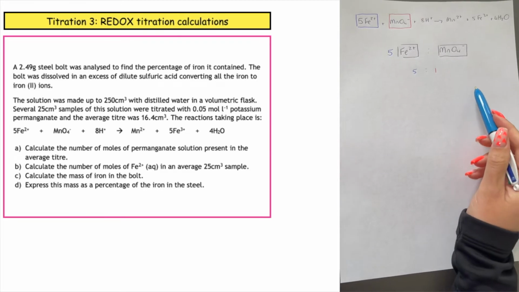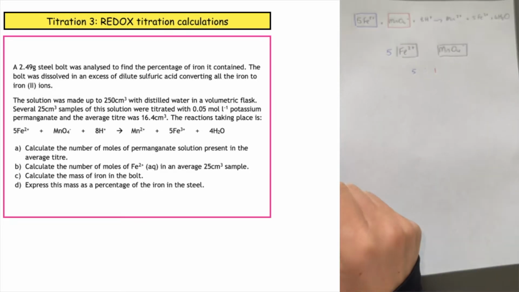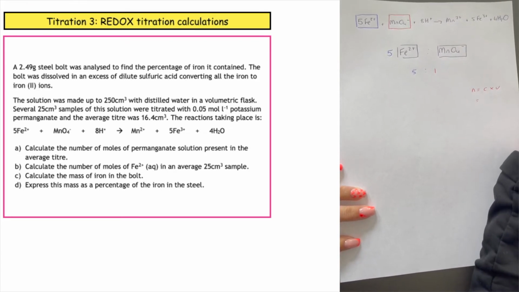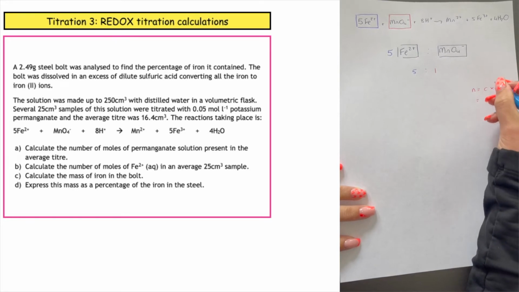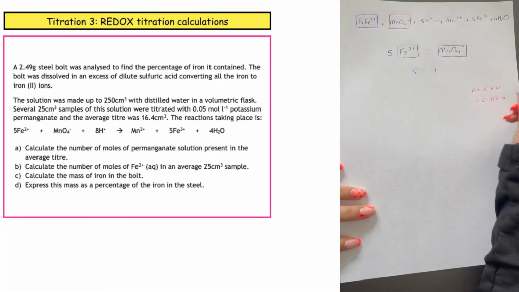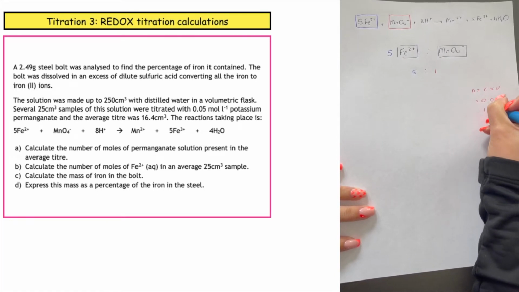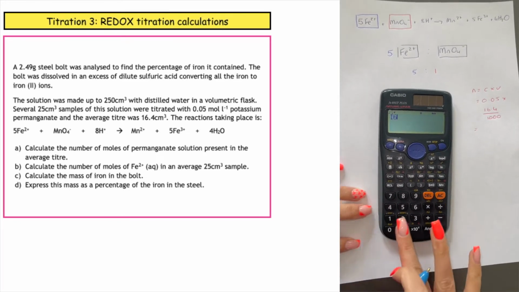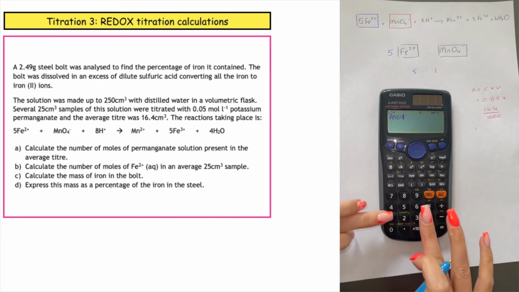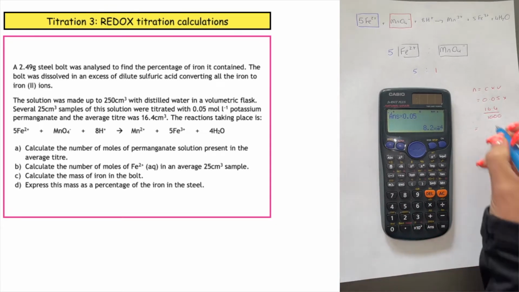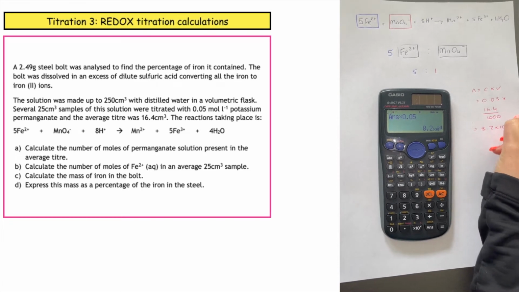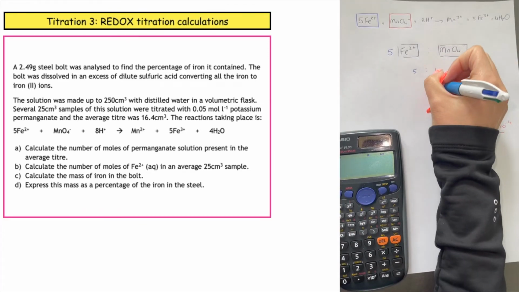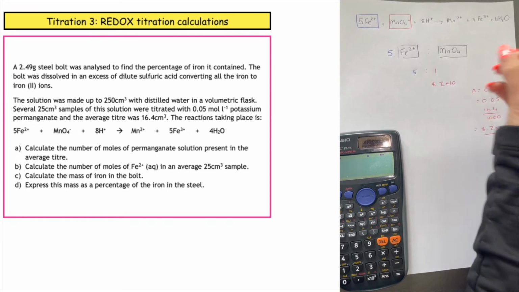The question wants us to calculate for part A the number of moles of permanganate. So on this side, we would do n is equal to c times v. If we read the numbers backwards, the concentration of the potassium permanganate solution was 0.05, multiplied by the average titre, which was 16.4, divided by 1,000 to put it into litres. So we do 16.4 divided by 1,000 times 0.05, and that tells me that 8.2 times 10 to the minus 4 moles of permanganate had reacted.